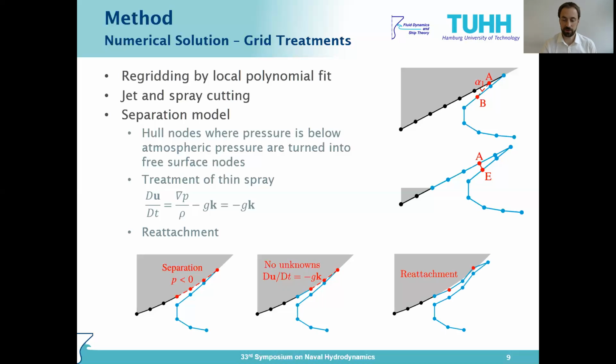And it may also happen that reattachment occurs, and this is achieved by simply neglecting entrapped air if there's an intersection between the free surface and the hull surface. This is a rather simple treatment, but it has been used successfully before by others and seems accurate enough to be able to continue the computations even after the occurrence of reattachment.